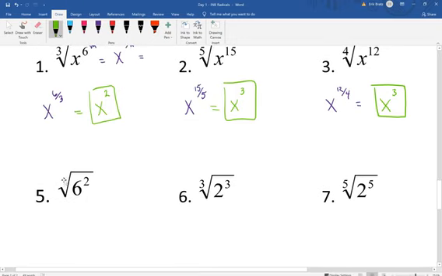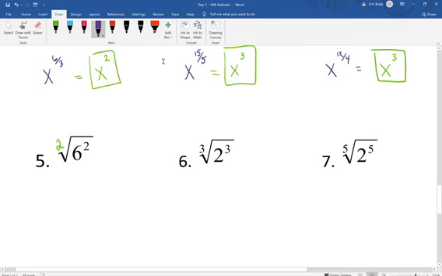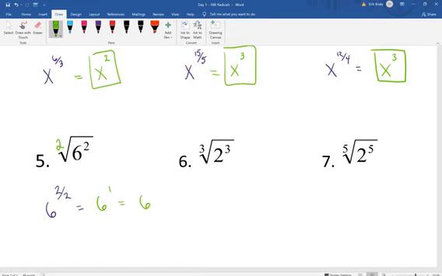And number 5 is an example where we don't have an index. Again, we need to remember that there's an invisible 2 on the outside. So I'm going to rewrite this expression. We'd have 6 to the second power divided by 2. And 2 divided by 2 is just 6 to the first power. 2 divided by 2 is 1. And 6 to the first is just 6 by itself. Anything to the first power is just whatever the base is, whatever that number or variable is.